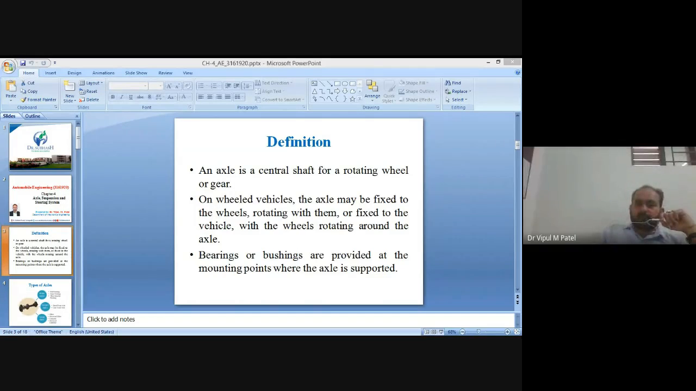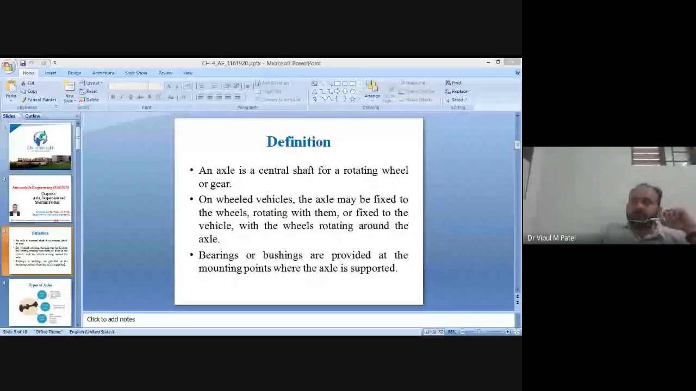And semi floats are more limited in the capacity but lighter and cheaper to manufacture. So this type of semi floats that are limited in the capacity, and that's why we can't use it in the heavy duty trucks or a heavy commercial vehicle. But it is very light and cheaper to manufacture.